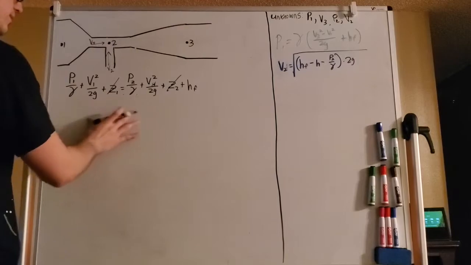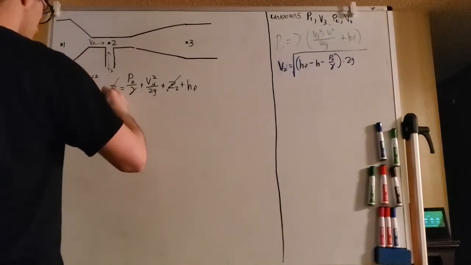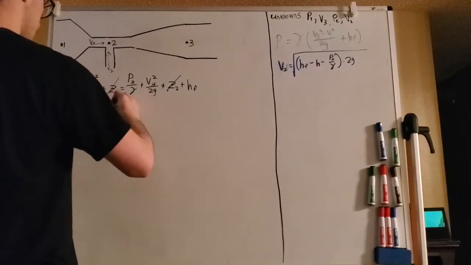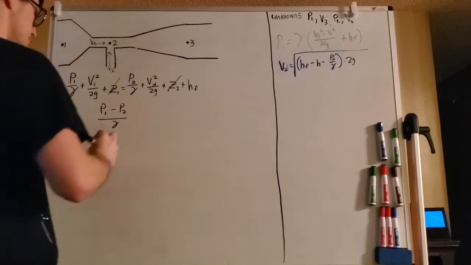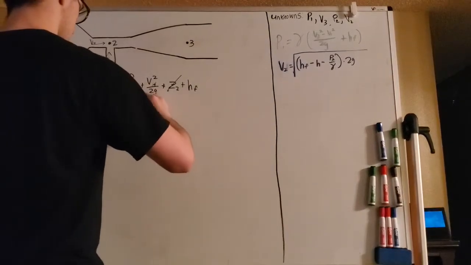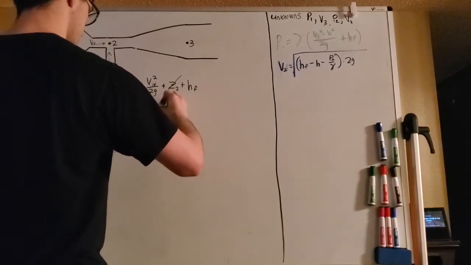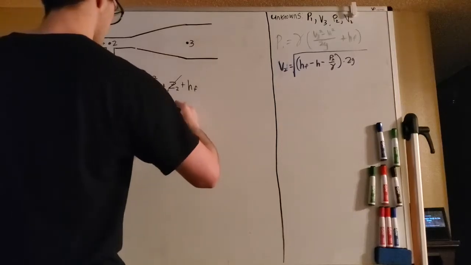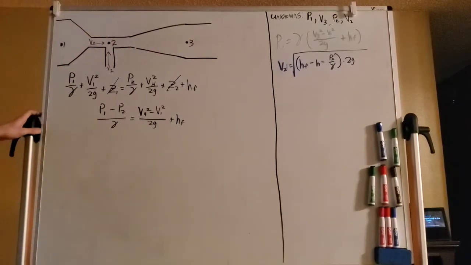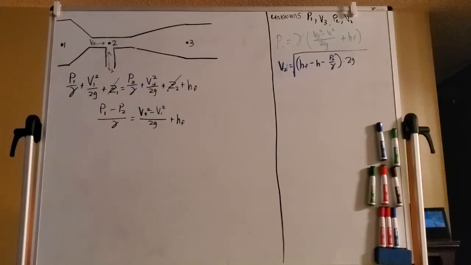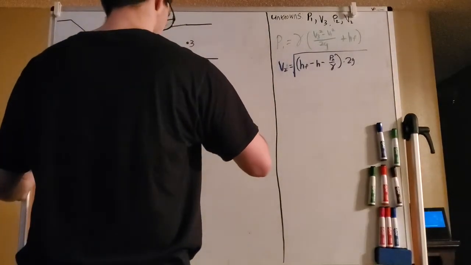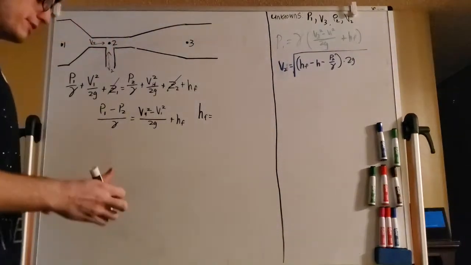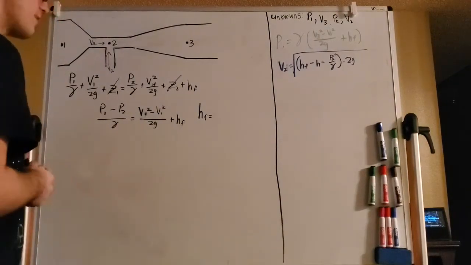If we were to rewrite the Bernoulli equation, we could get to (P1 minus P2) over gamma equals (V4 squared minus V1 squared) all over 2g plus our head loss. And then at this point, we need to figure out what the value for our head loss is going to be. Just like the first two equations, we're going to be using the Darcy-Weisbach equation.